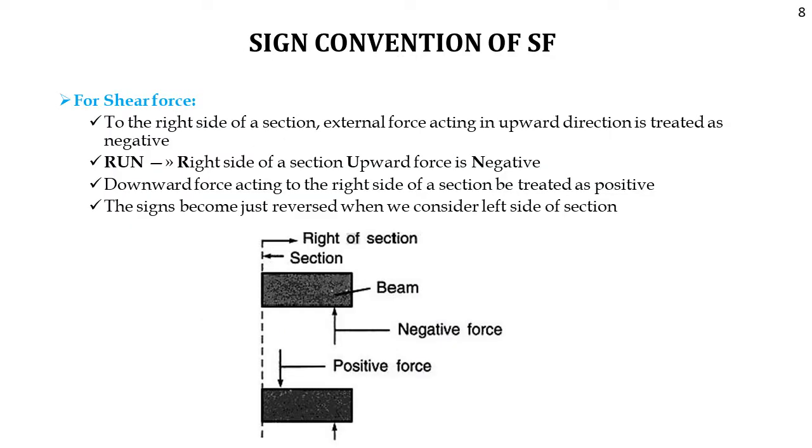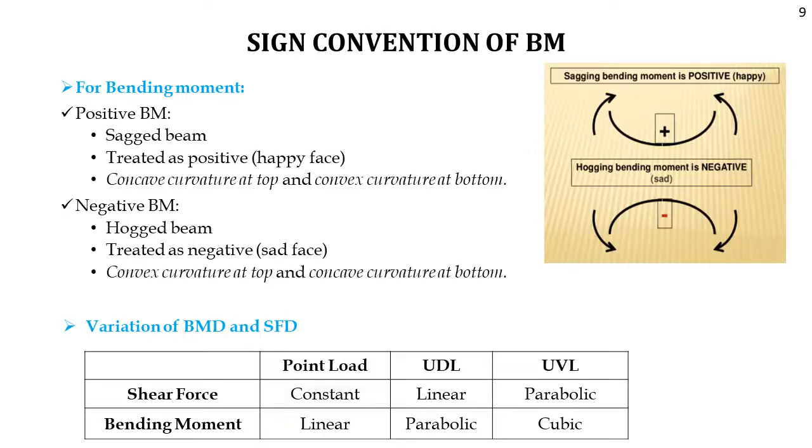And sign convention of shear force. To the right side of a section, external force acting in upward direction is treated as negative. To avoid the confusion, we can remember the concept like this: RUN, R-U-N, right side of a section, upward force is negative. Downward force acting to the right side of a section is treated as positive. The sign becomes just reversed when we consider the left side of the section. The same you can see in this figure.